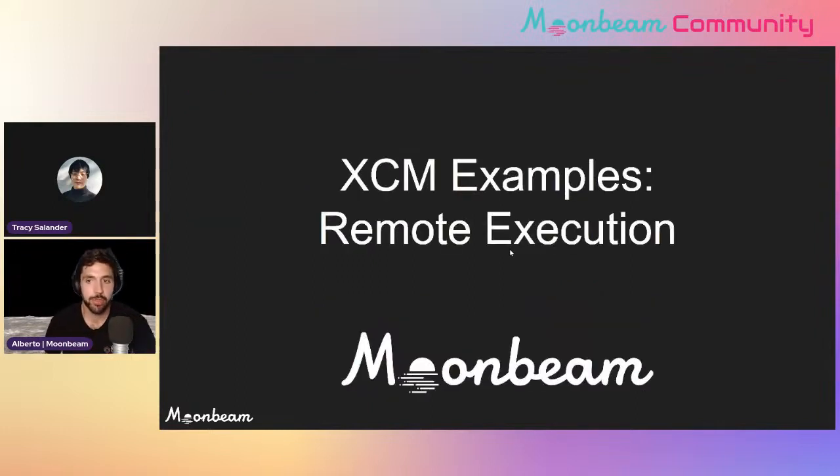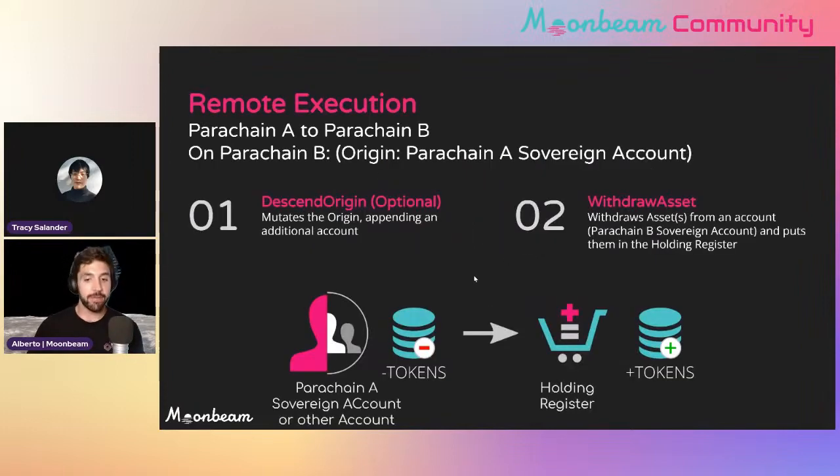The other example is remote execution, and this is the one that I meant to mention earlier, but it's very similar. At the end, there's a lot of terminology that you're going to hear quite a lot when you're dealing with XCM things. When you do remote execution, basically what you're trying to do is, in the remote origin, let's say on Astar, you're going to deduct some tokens from the sovereign account and put them in the holding register. So in this case, let's say we're going to do something on Astar in which we're going to pay using Glimmer or whatever.